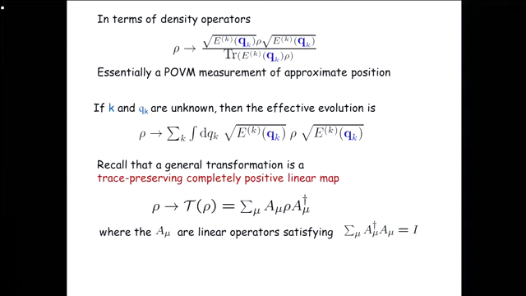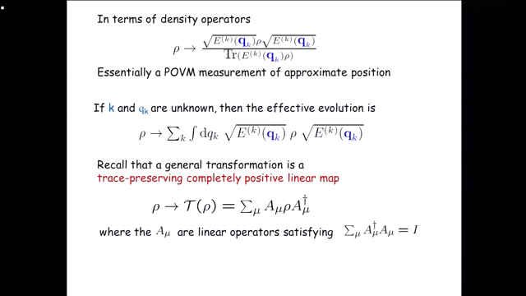So this, of course, fits the general form of non-unitary dynamics that we talked about in the first week. I mentioned that a general transformation was a trace-preserving, completely positive linear map, T. And every such map always could be written in this Kraus form, where these A_mu's were arbitrary linear operators, A_mu daggers were just their adjoint. And those A_mu's had to satisfy this condition here. Well, this Lüders rule collapse map here satisfies that definition.